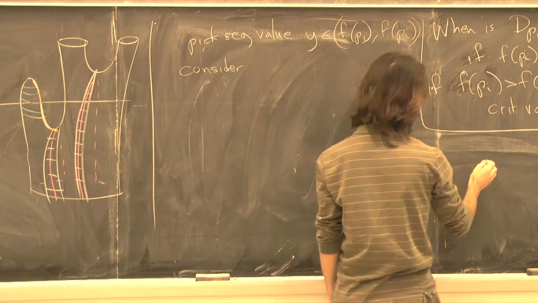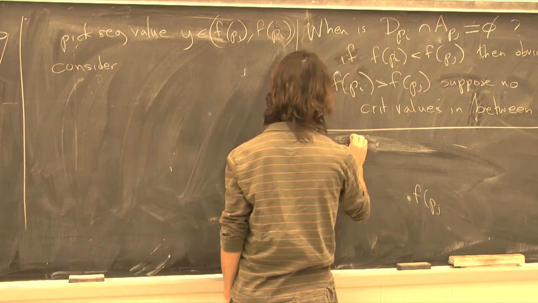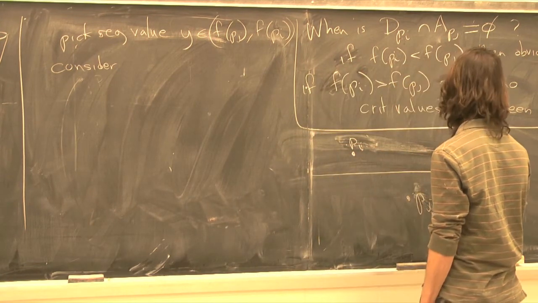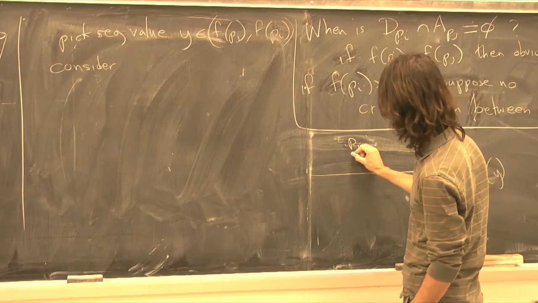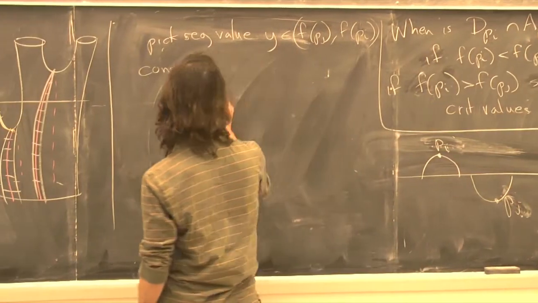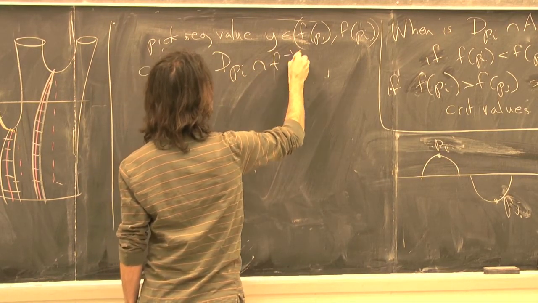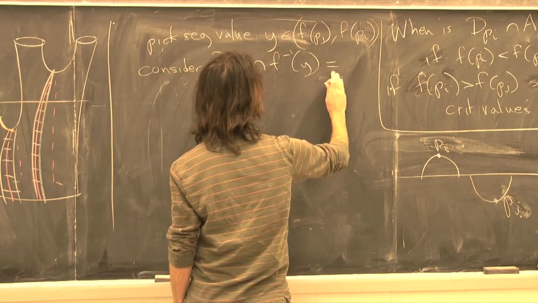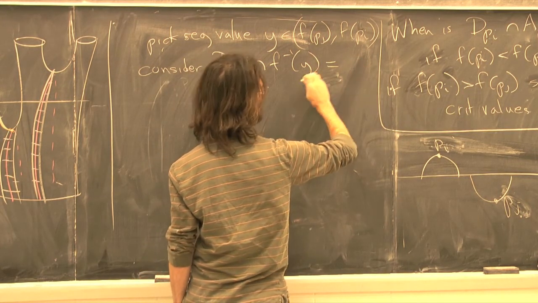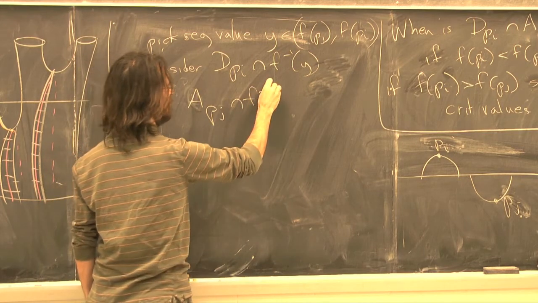So I have f of pi and f of pj. I have pi in my manifold, pj below it somehow, and then this level set, f inverse of y. I'm going to have a descending manifold that I draw schematically like that, and an ascending manifold like this. Consider the descending manifold for pi intersected with f inverse of y, which I'll call the descending sphere, and the ascending manifold for pj intersected with f inverse of y.